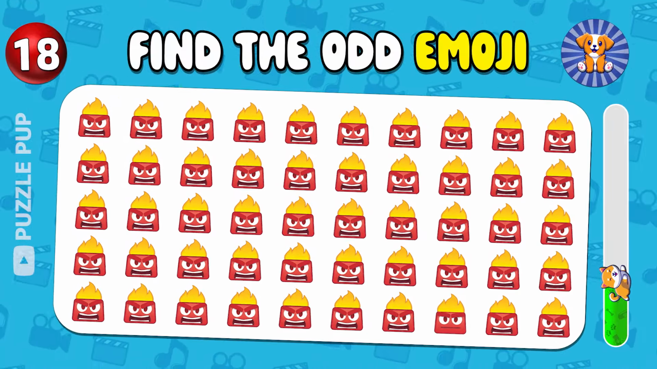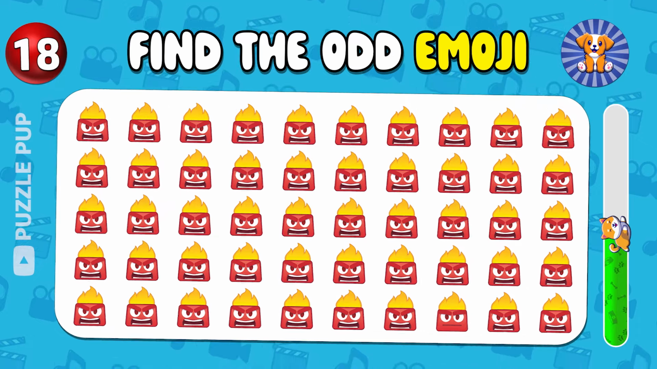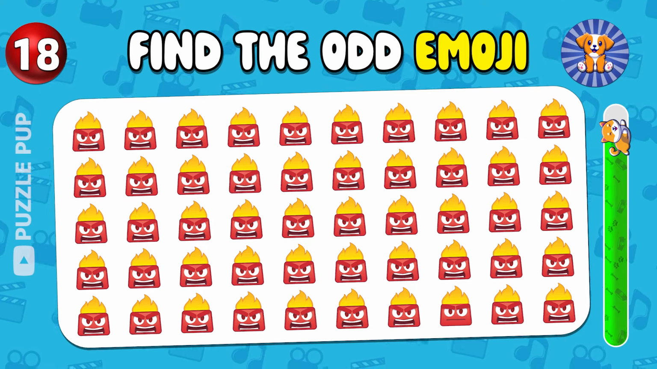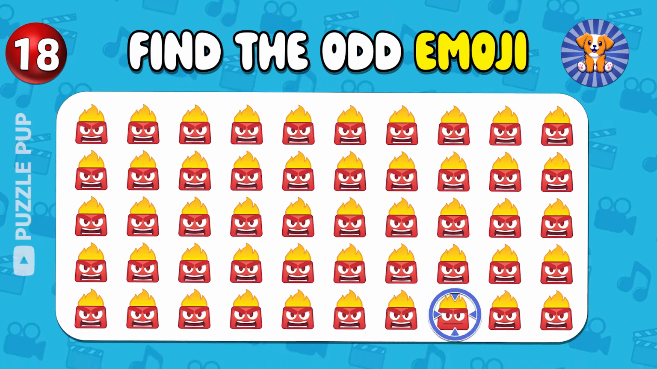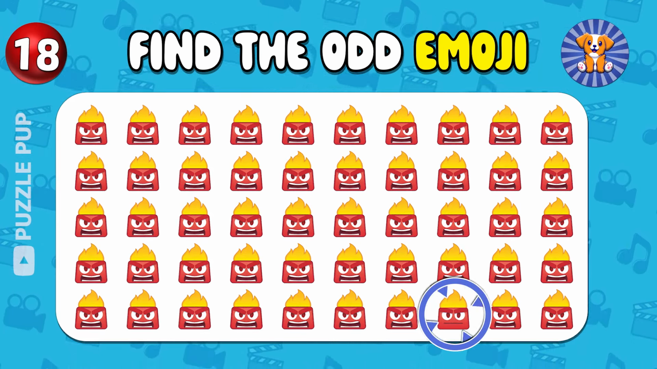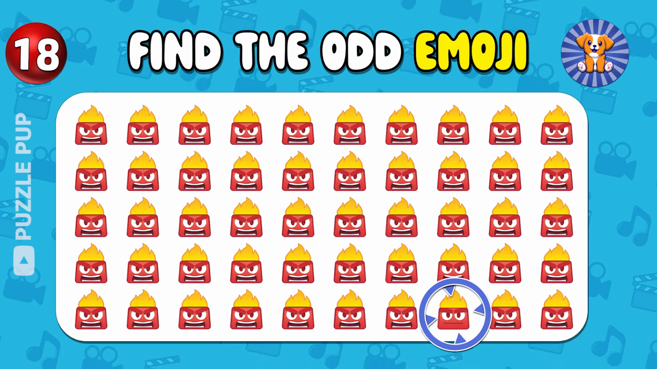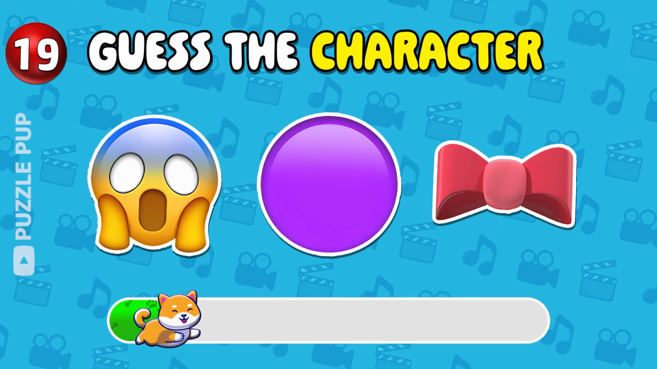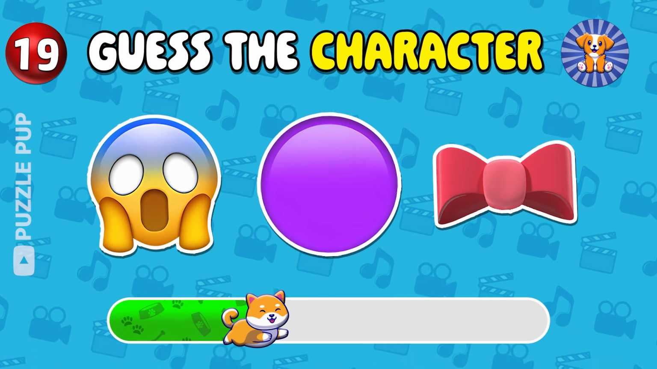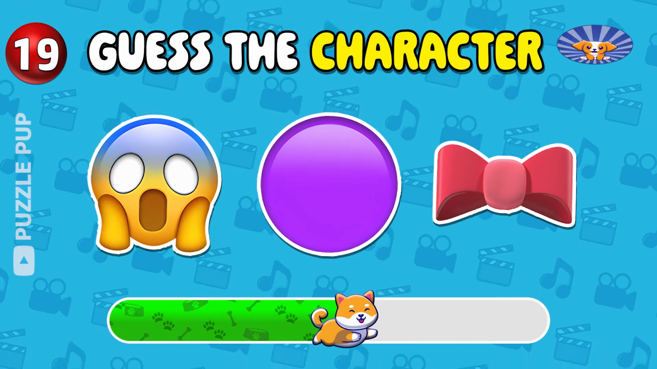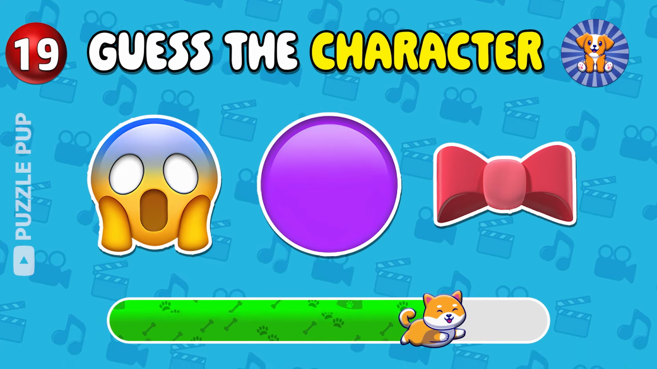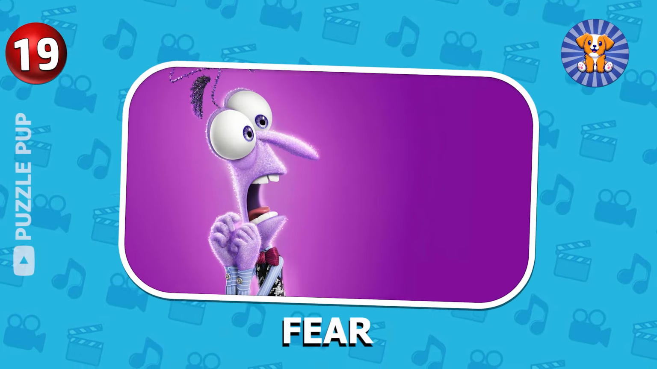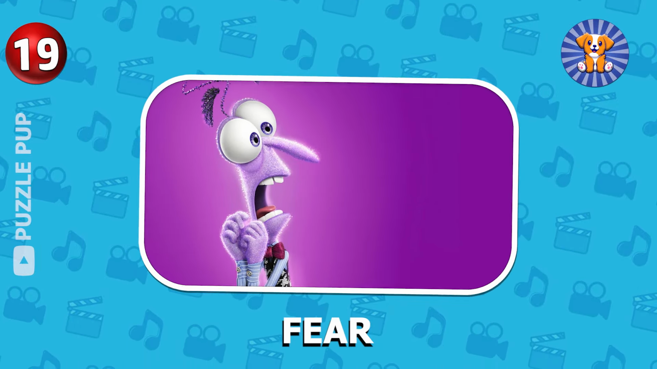Question 18. Can you find the odd one emoji among the rest of the emojis? Time's up. Did you find it? The odd one emoji is located here. Which character are these emojis trying to represent? You are right. The answer is fear.